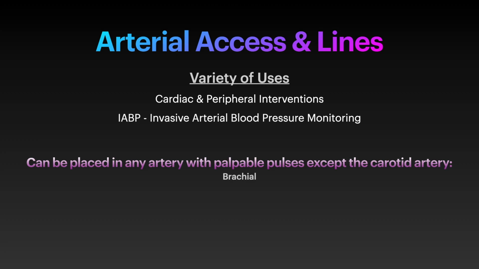They can be placed in any artery with a palpable pulse except for the carotid artery. This includes brachial, radial, femoral, popliteal, posterior tibial, and dorsalis pedis. You'll notice that we have an asterisk by the radial and femoral access sites. These two are the most common, especially in critical care for IABP monitoring.